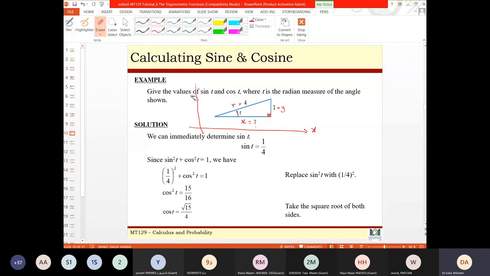So what's the question actually? The question says the following. Give the value of the sine t. Give me the value of the cosine t. So sine t is equal to what?